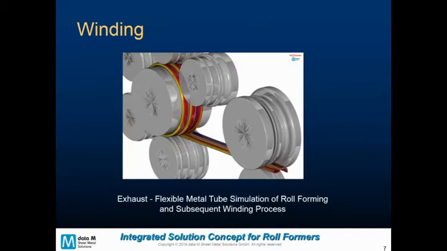So when we look at winding models, this allows us to remove lots of problems quite often found at the production floor during the design phase. And of course we're integrating the knowledge from the roll former itself, what's actually happening to the material, into the winding process to help us optimize that fully to ensure we get a right first time solution.